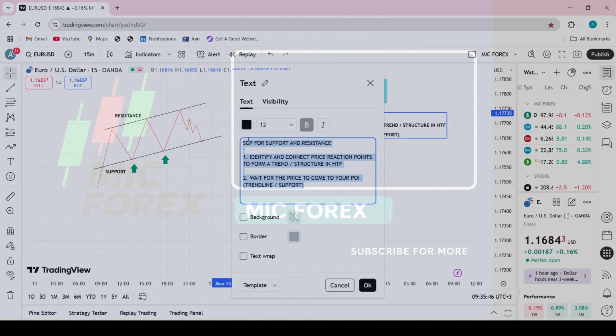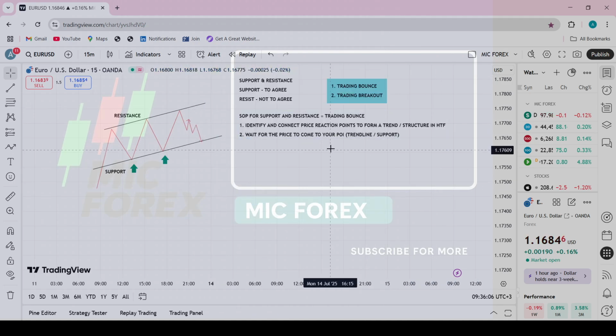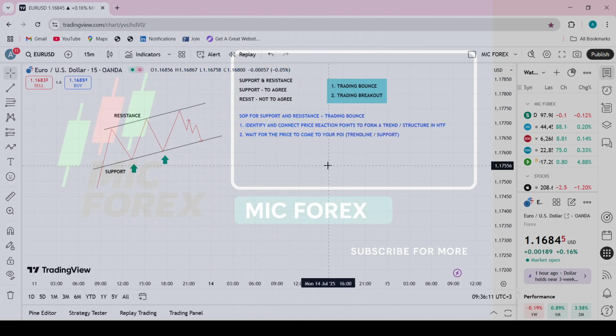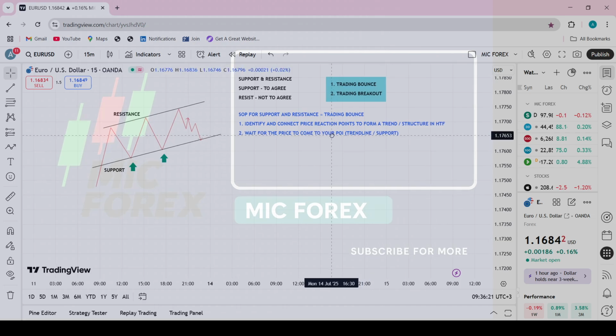So I think it will be safe here for support and resistance, I put this one, trading bounce. We need to know how we can trade on bouncing, how we can trade when the price bounces. Now, let me change this color, I think blue is beautiful. Yes. Now, in trading bounce, wait for the price to come to your POI. That is the trend line or the support. The support. Are you together up to that point?